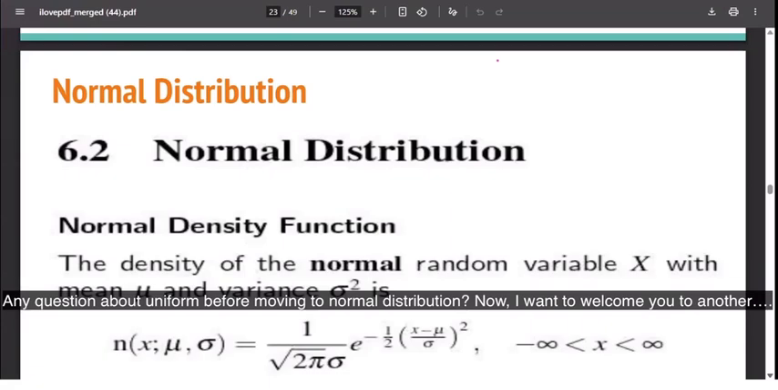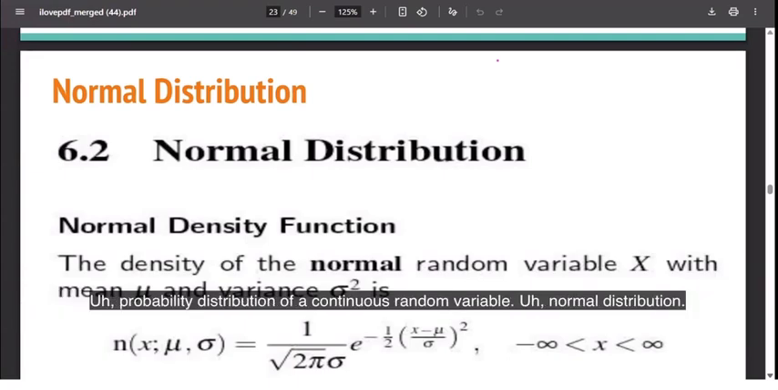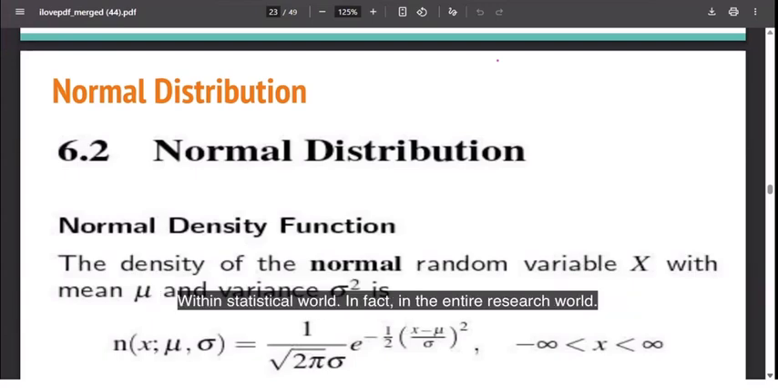Now I want to welcome you to another probability distribution of a continuous random variable. Normal distribution is one of the common, a household distribution within the statistical world. In fact, in the entire research world, normal distribution is very, very popular.